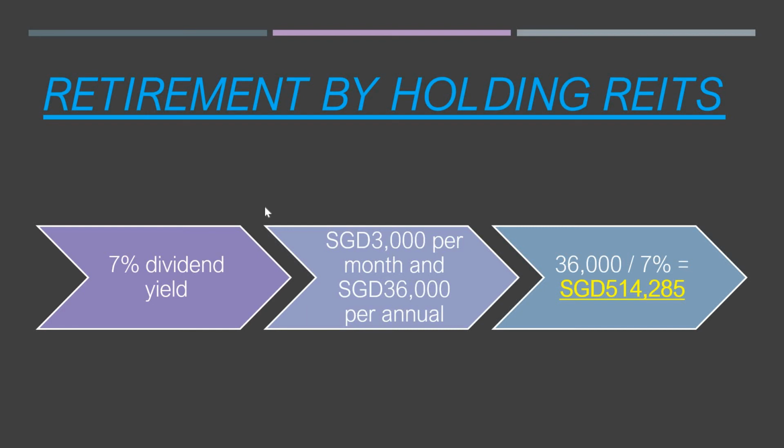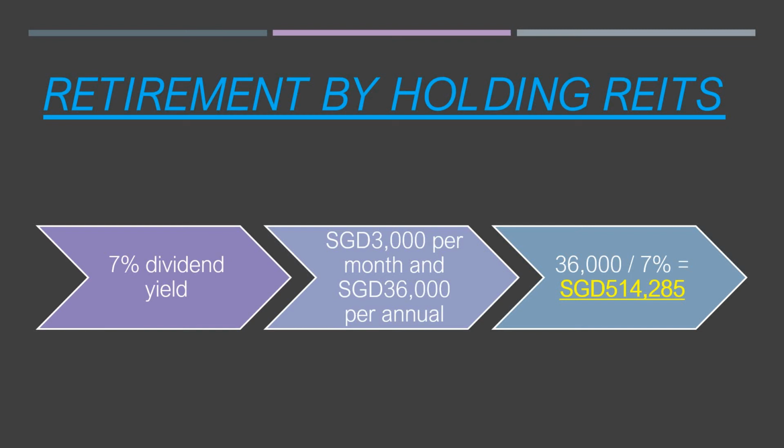Just now we mentioned that for all the REITs, we want at least a 7% dividend yield. With a 7% dividend yield, you can have $3,000 per month. Imagine you collect $3,000 in dividends every month, which is about $36,000 annually. With a 7% yield and wanting $36,000 annually, $36,000 divided by 7%, you only need $514,000 to retire very peacefully.